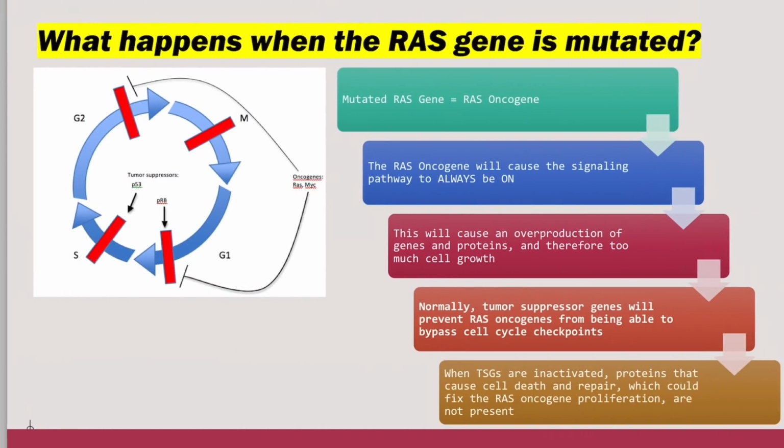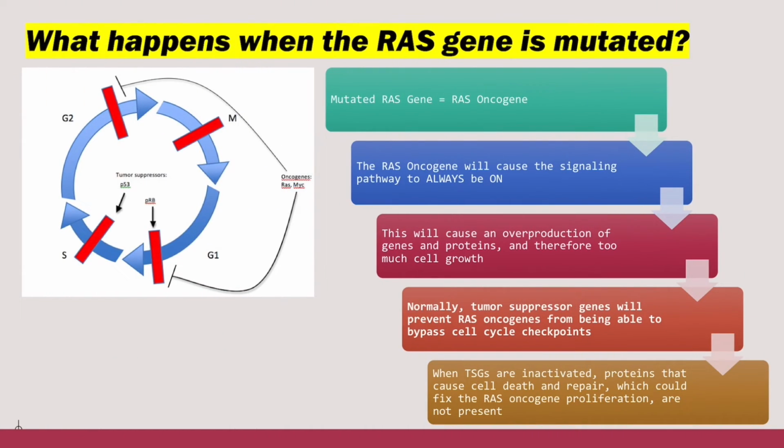When the RAS protein is mutated, this results in the continuous signaling of the MAPK pathway, resulting in the overproduction of genes and proteins, which means an uncontrolled overproduction of daughter cells. Thus, this increases the chances of cancer formation.